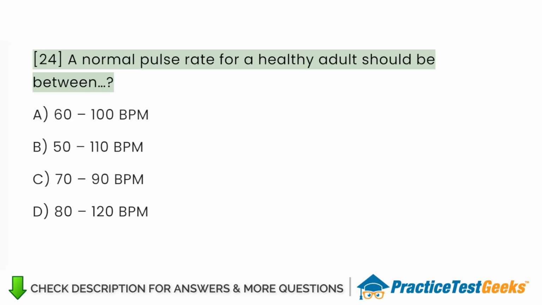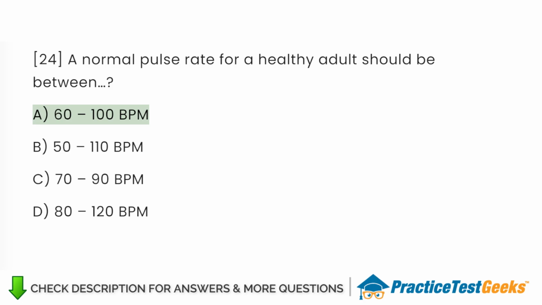A normal pulse rate for a healthy adult should be between A. 60-100 bpm. B. 50-110 bpm. C. 70-90 bpm. D. 80-120 bpm.